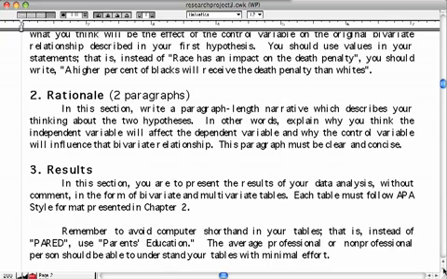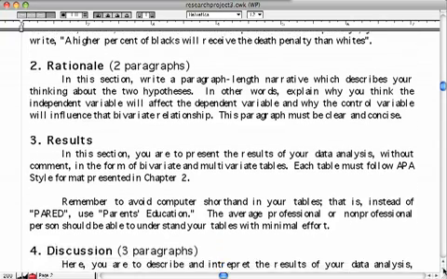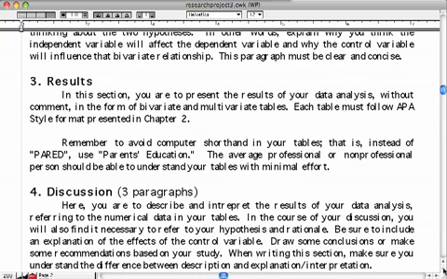You also want to include a rationale of about 2 paragraphs. In this section, you're going to, in narrative form, in your own words, describe your thinking about the 2 hypotheses. In other words, explain why you think the independent variable will affect the dependent variable and why the control variable will influence that bivariate relationship.